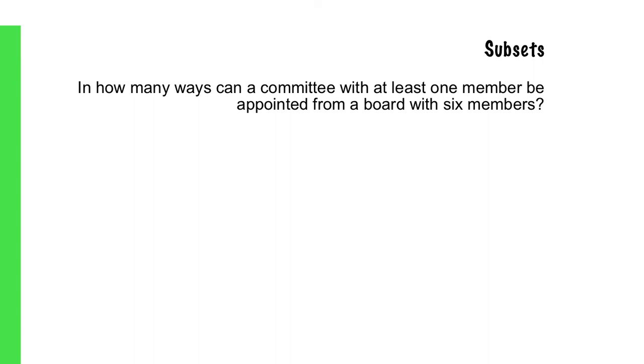Subsets. In how many ways can a committee with at least one member be appointed from a board with 6 members? So again, at least 1. So 6 members, 1, 2, 3, 4, 5, 6 members. They're either on the committee or they're not. So again, 2 choices for each member.